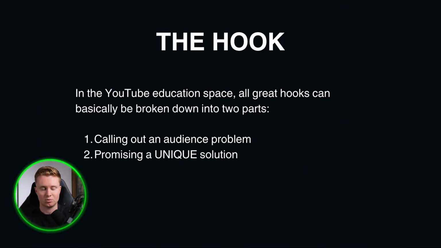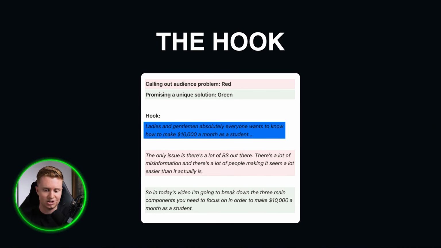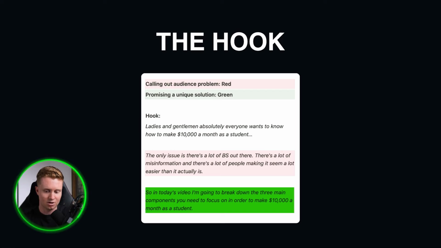To give you an example, let's break down one of Ayman Gadzhi's most viral video hooks to make this more clear. Let me read the hook first, and then let's go through it together line by line. So ladies and gentlemen, absolutely everyone wants to know how to make $10,000 a month as a student. The only issue is there's a lot of BS out there. There's a lot of misinformation, and there's a lot of people making it seem a lot easier than it actually is. So in today's video, I'm going to break down the 3 main components you need to focus on in order to make $10,000 a month as a student.